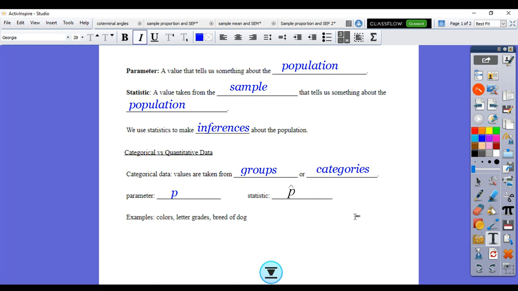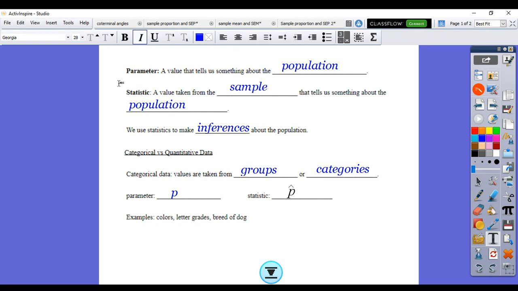So in general, we take a sample from a population, and we're interested in something about the population. That thing that we want to know about the population is called a parameter. So let's say I want the average GPA of all the students at Rocky River. That would be a parameter. You definitely could get that, but you'd have to be an admin to do that.